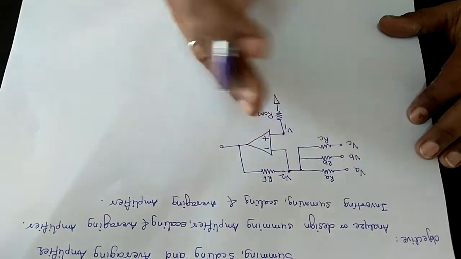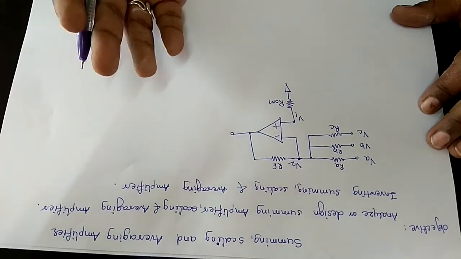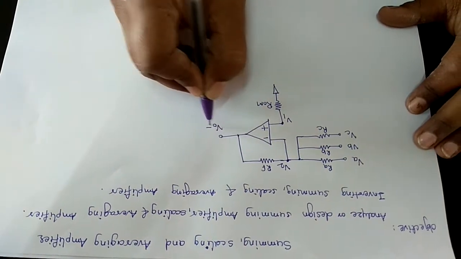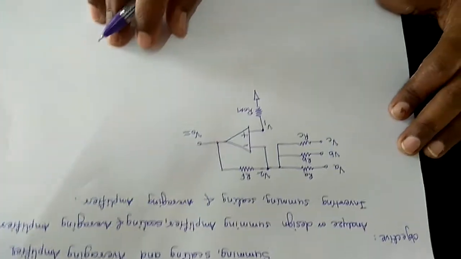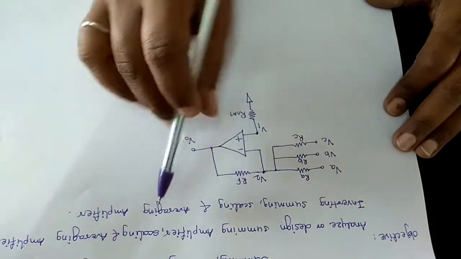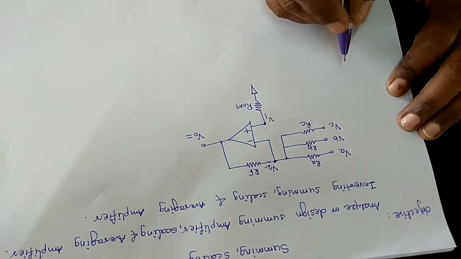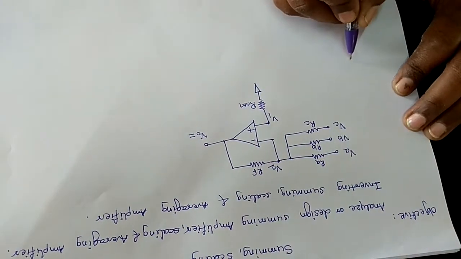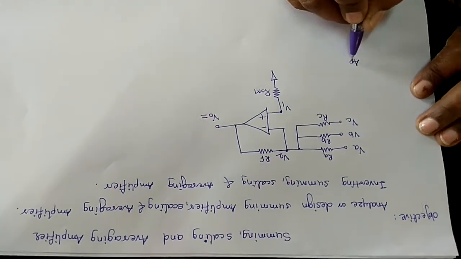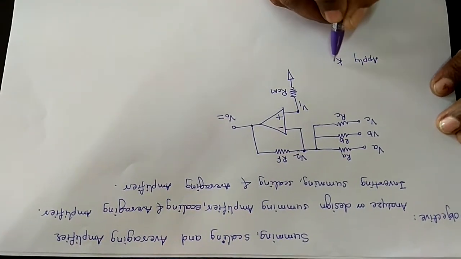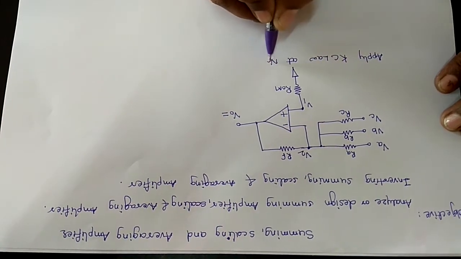To find out the function of the summing amplifier, first of all we have to go through the output voltage equation of this amplifier, and then we can find out the functions like summing, scaling and averaging amplifier. Okay, so we'll start with the output voltage equation. To find the output voltage, we have to apply Kirchhoff's current law at node V2.